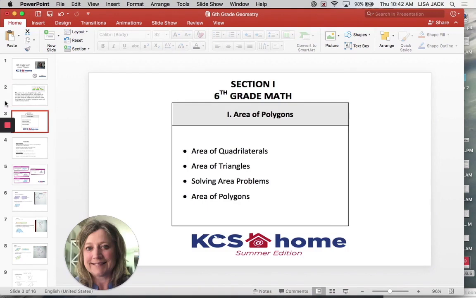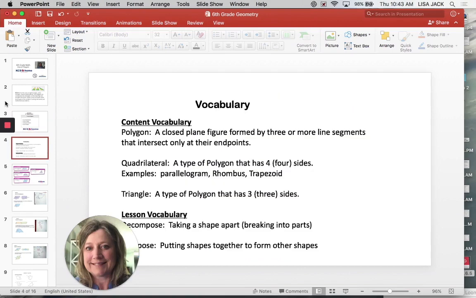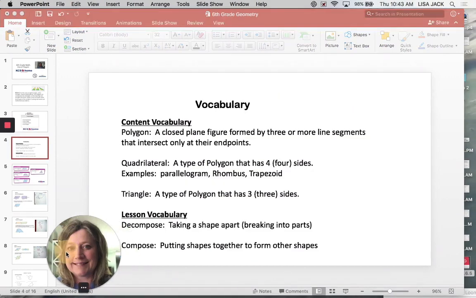So moving right on into what we're going to be talking about. We are in section 1 of the At Home series, and we are going to be covering area of polygons. Within that, we're going to be talking about area of quadrilaterals, area of triangles, solving area problems, and area of polygons. So let's talk about some content vocabulary.